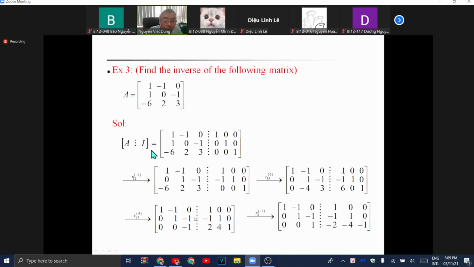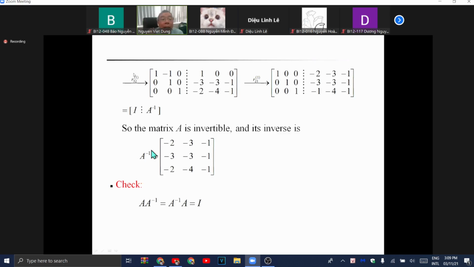Now the A part is almost the identity. We apply this operation first: R3 to the power -1 means we multiply the third row by -1. It will make that entry become +1, not -1 like that. So we get that. We continue this on the next slide. You get that one.